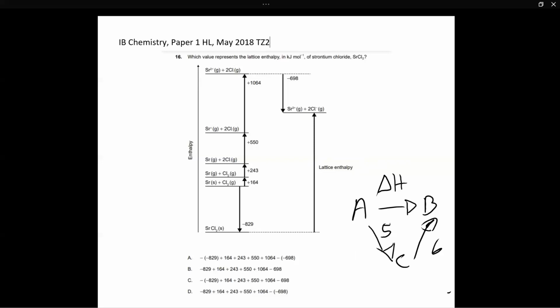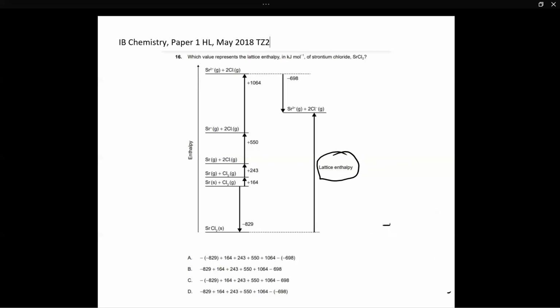That's it. But over here, to calculate the lattice enthalpies, unfortunately, we need a lot more enthalpies, a lot of different types of enthalpies, not only 2, right? So we first need enthalpy of formation. This is the first thing, enthalpy of formation. So this number, negative 829, represents enthalpy of formation.